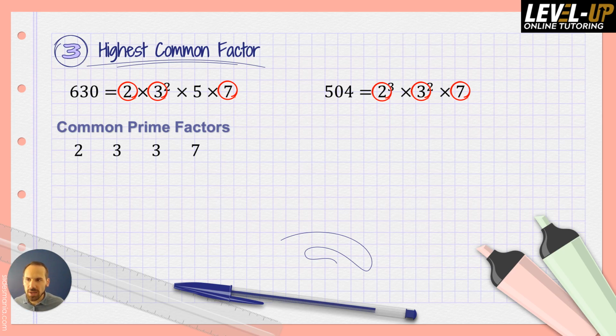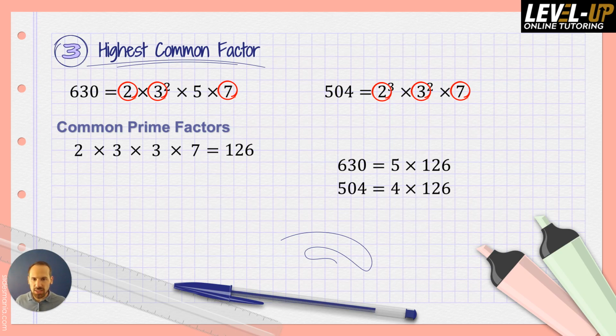So here's all the common prime factors that they have. And they're all just one power. Oh, no, wait, we do have a square. We've got the 3 squared. So it's basically 2 times 3 squared times 7. If we put all that together, this will then give us the maximum factor that they're both going to have. And we can see that if we break it down like this, 630 is 5 lots of 126. 504 is 4 lots of 126. And that is how you find the highest common factor.